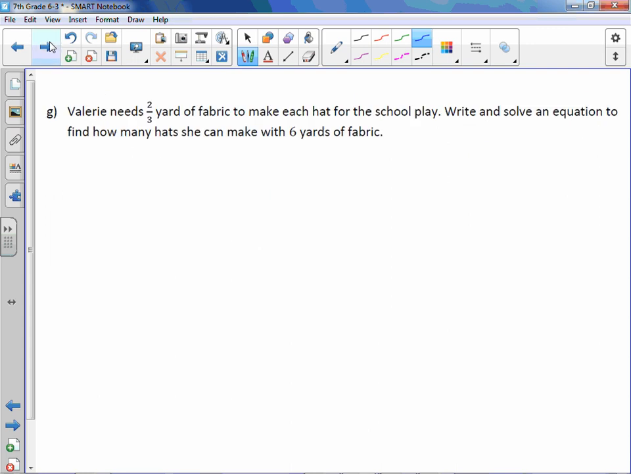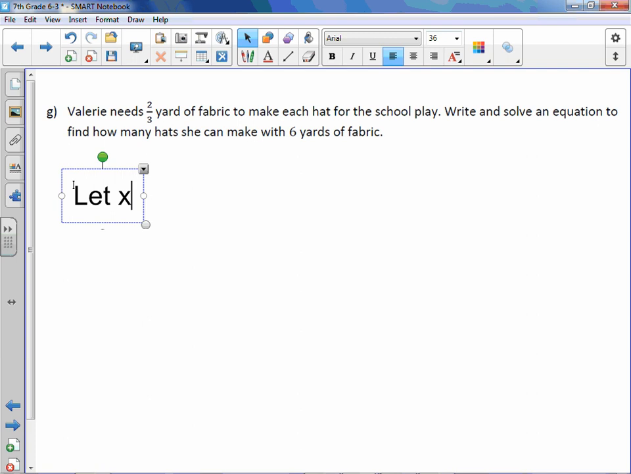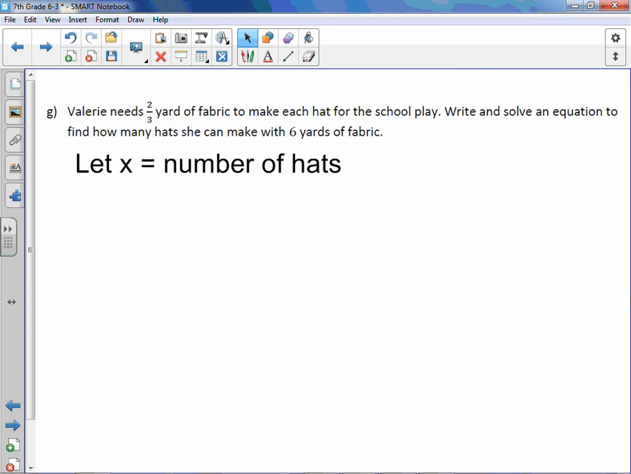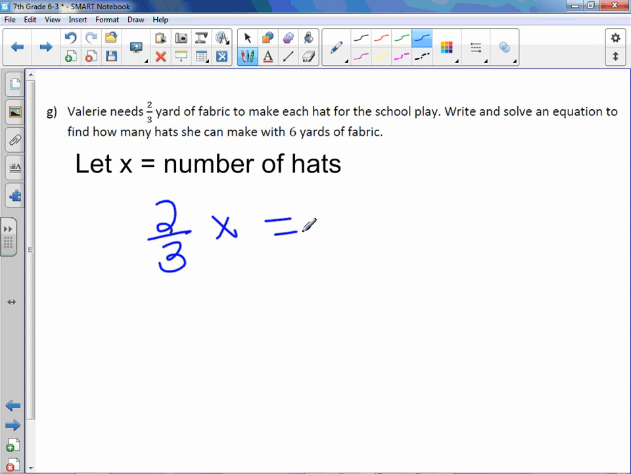Valerie needs 2/3 yard of fabric to make each hat for the school play. Write and solve an equation to find how many hats she can make with 6 yards of fabric. We need to write a let statement. So let x equal the number of hats. She needs 2/3 yard to make each hat, so it's 2/3 times x. And she has 6 yards. So 2/3 x equals 6.